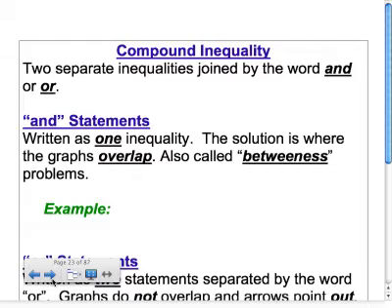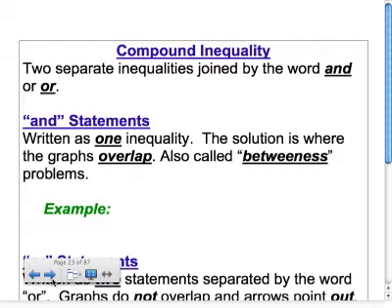So first of all, what is a compound inequality? Simply put, it's two separate inequalities joined by the word and or. So it's two inequalities thrown in as one. The and statements are written as one inequality. The solution is where the graphs overlap, and it's called the betweenness problems.